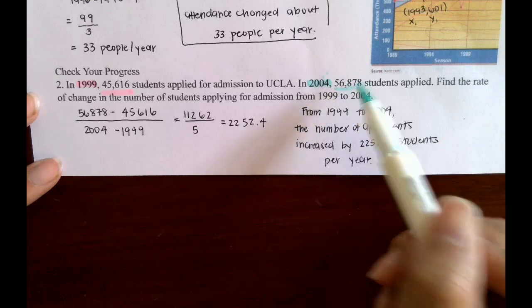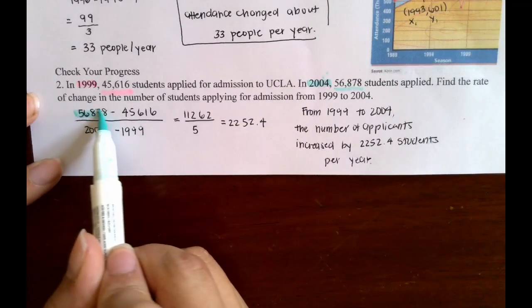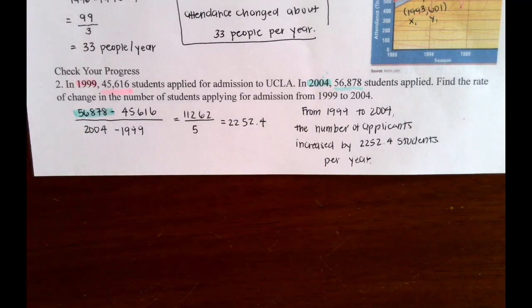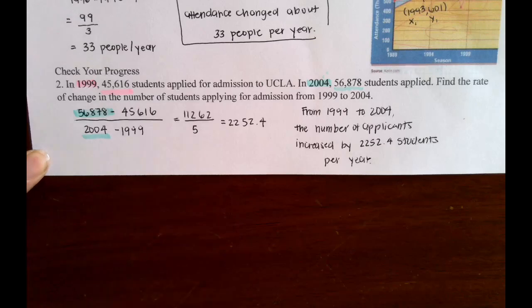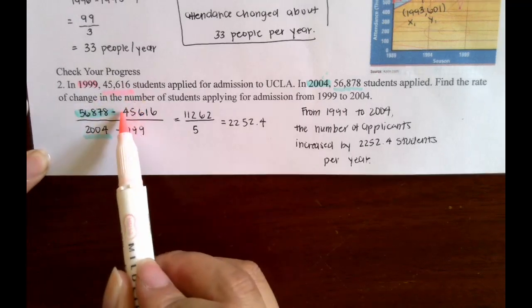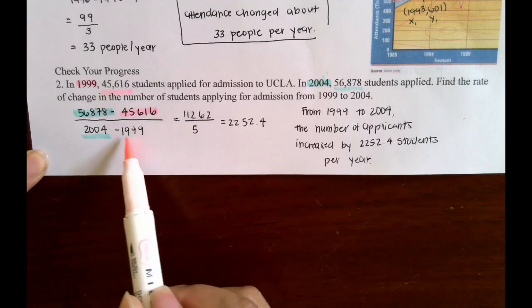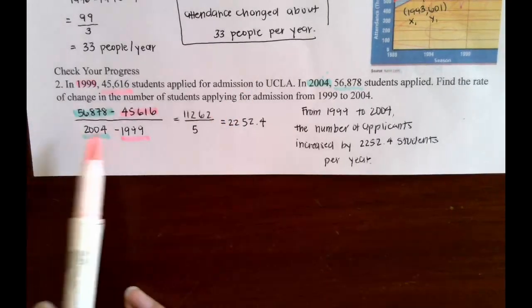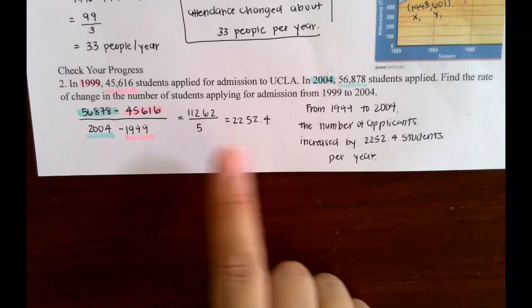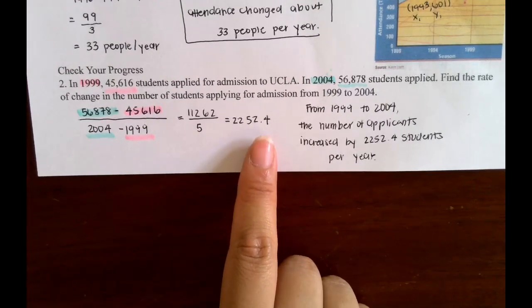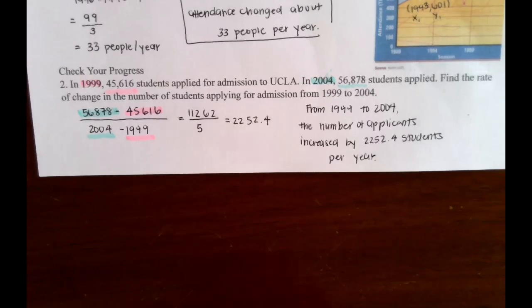Okay, so this would be the y. This is the dependent variable, right? The number of applicants depends on the year, so 56,878, and then the year goes with that. And then here 45,616, and then 1999. Okay, so 56,878 minus 45,616 is 11,262. 2004 minus 1999 is 5. And then when you divide it, you get 2252.4. Okay, here you go.